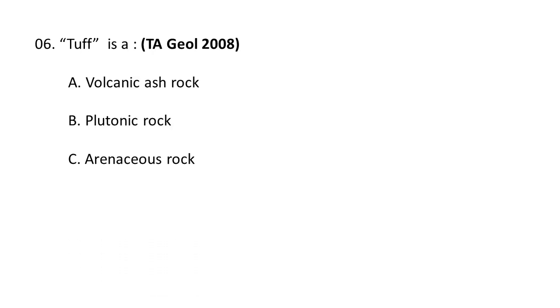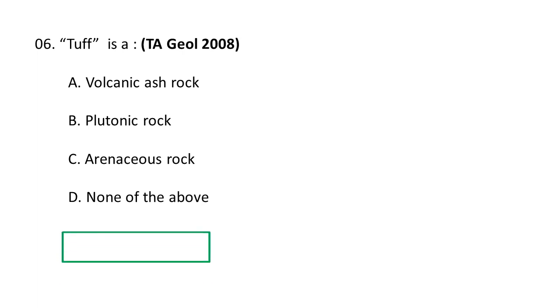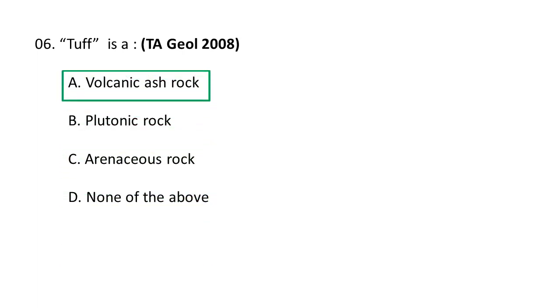Next question, what is a tuff? Tuff is A. volcanic ash rock, B. plutonic rock, C. arenaceous rock and D. none of these. So tuff is a volcanic ash rock. So tuff is a volcaniclastic rock made up of solid volcanic ash, volcanic glass and crystal fragments, and also the volcanic rock and lava fragments. So tuff is a volcanic ash rock.